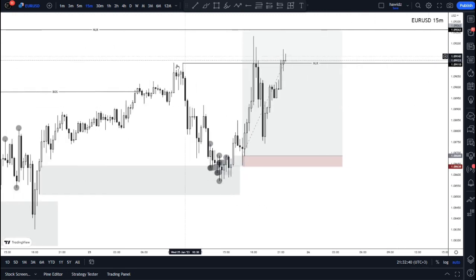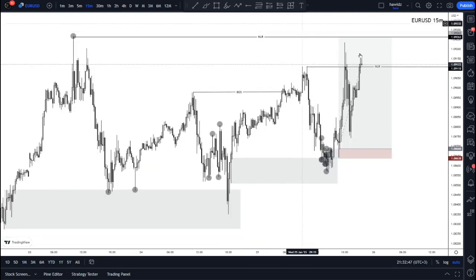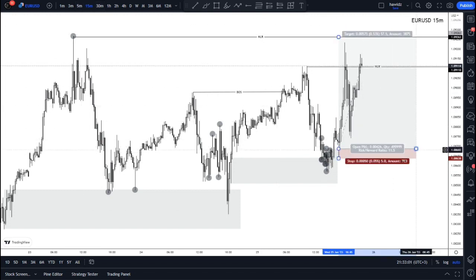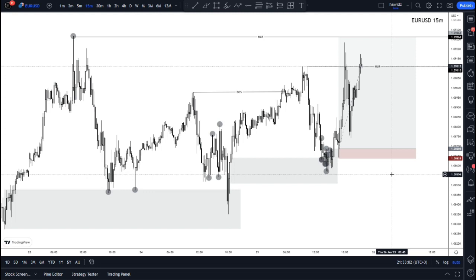And as of now, I've already taken some partials here, about 80%, and I'm just leaving 20% to run. If price is gonna run to this second take profit target, then that will be great. But as of now, my break even is in place, and I'm just looking to hold this out with partials already secured in my bag.